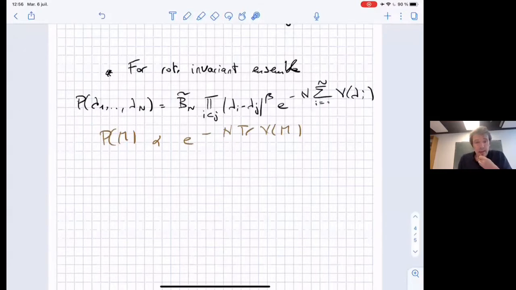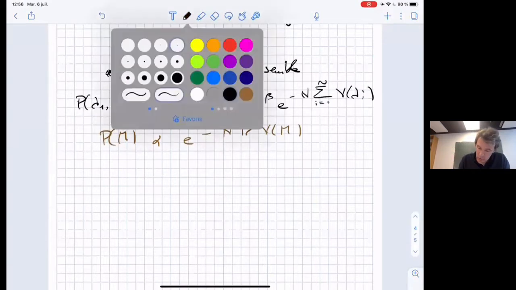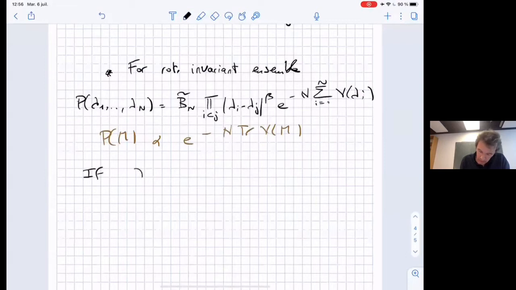Now, in this case, it turns out that if V of lambda is sufficiently confining, then you will still have a finite support. And in fact, the correct statement is that if V of lambda increases basically faster than a log, so in other words, if V of lambda divided by log of lambda goes to plus infinity when lambda goes to infinity.